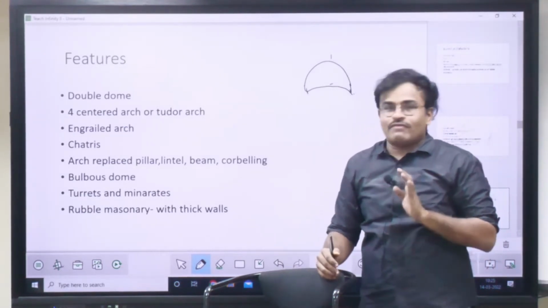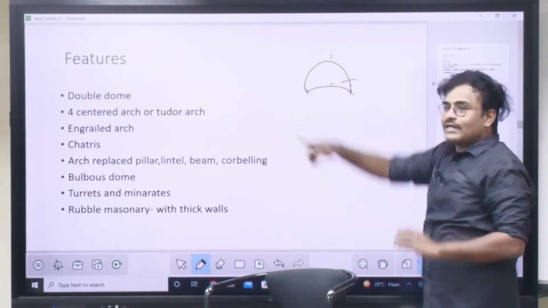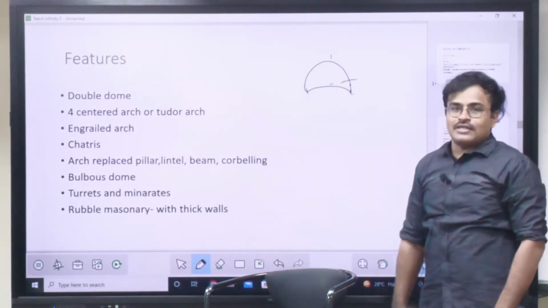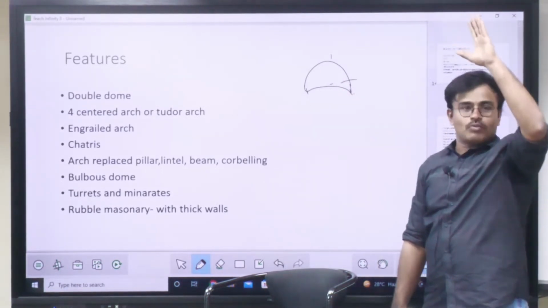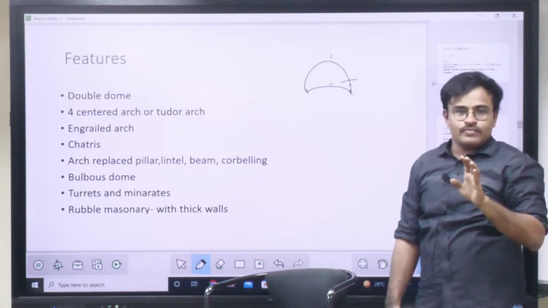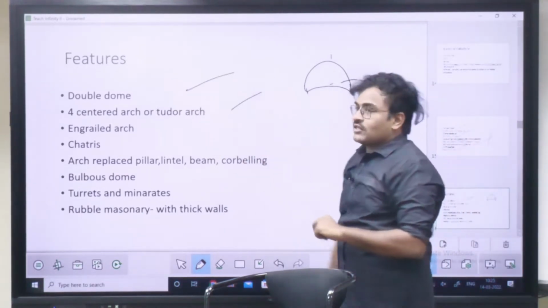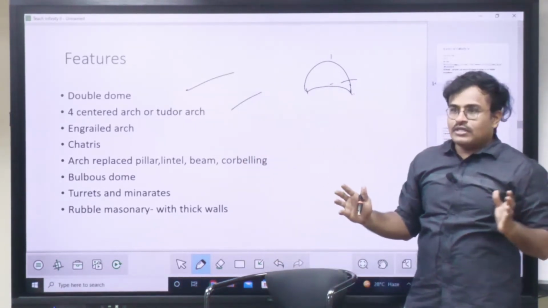It's like a false ceiling, but you can walk on it. There will be an entrance here, you can enter there, and you can walk on the base ceiling. On top there will be one more ceiling. This system is known as the double doming system, exactly like a false ceiling. Are you understanding this?